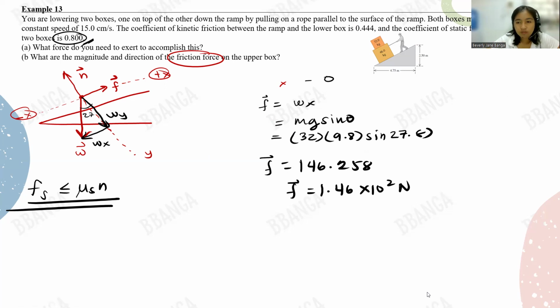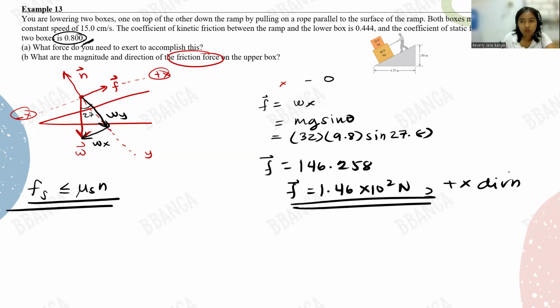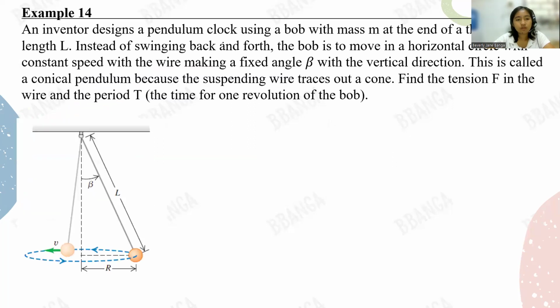Wait, let me just check my notes. Okay, so I think it's the correct answer naman. Okay. So yung direction is also positive x direction, which is the same as the direction of our kinetic friction kanina. Okay, so let's proceed to example number 14.